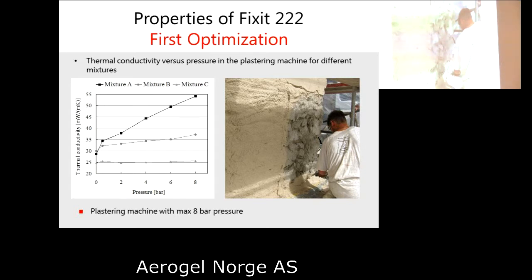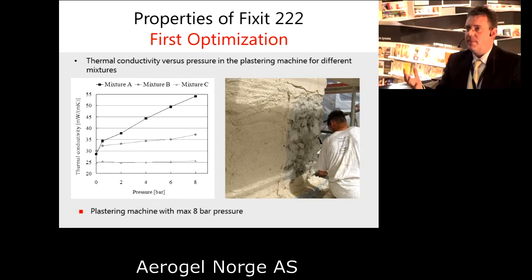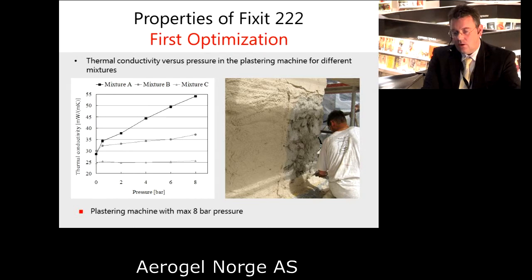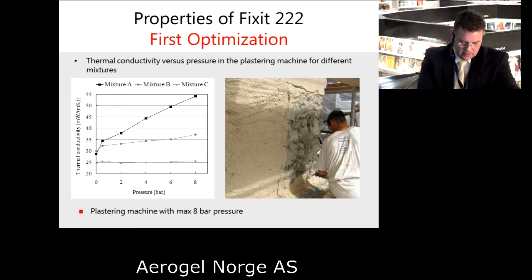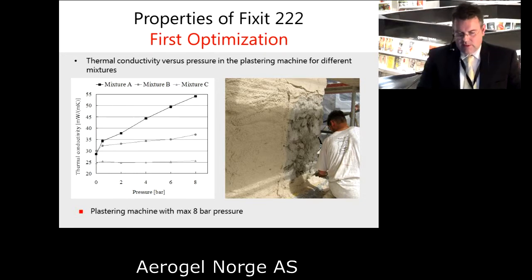Because here on this diagram with 2, 4, 6, 8 bars, the thermal conductivity rises. And at the beginning, the problem was that the water was pressed forcefully into the aerogel pores. And we got as a result a higher thermal conductivity. We found a solution for the problem and patented it. And this shows us the mixture C. This is this curve below at 25 milliwatts. So this problem is solved.